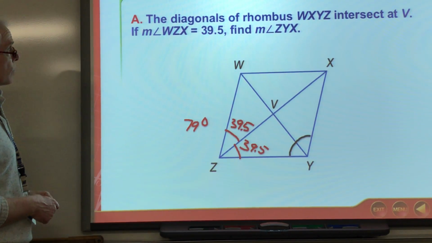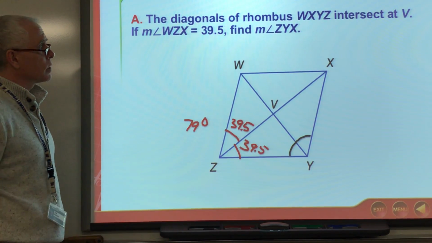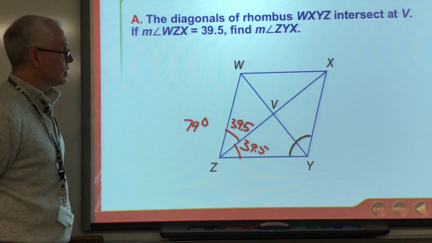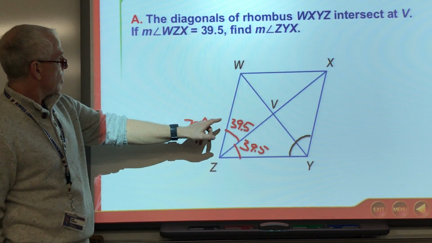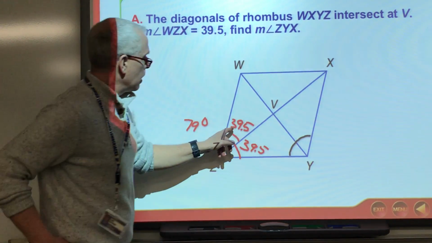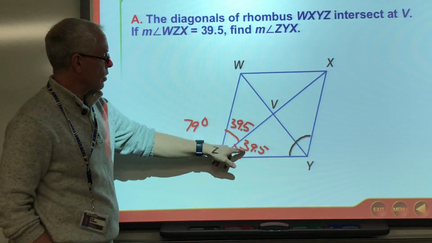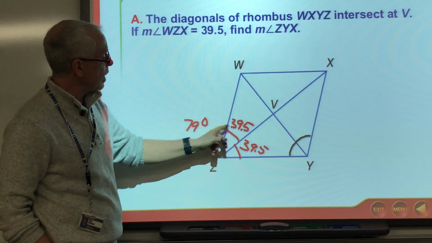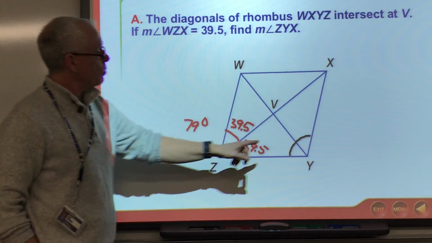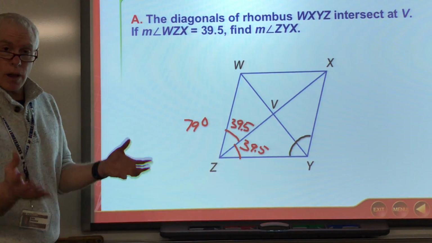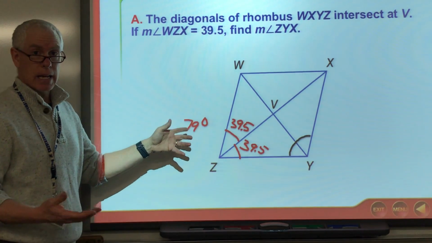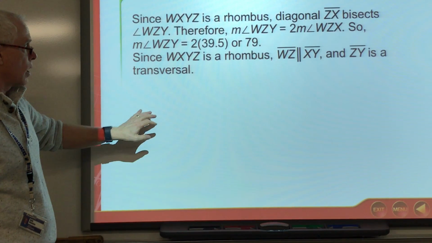Okay, so the diagonals of rhombus WXYZ intersect at V. If the measure of angle WZX is 39.5, find angle ZYX. So WZX is this 39.5 right here. And because in a rhombus the diagonals bisect the angles, this other one is also 39.5, making that whole angle 79 degrees if you add them together. ZYX is this one over here, and in a parallelogram, the consecutive angles are supplementary. So if I subtract that from 180, I should get my solution. You're going to see us walk through that in a second.